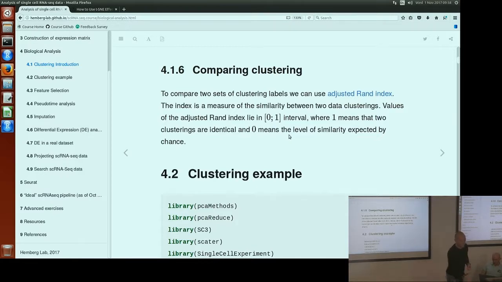Okay, so now we will go through these different tools and cluster a data set and see how the results look. Any questions? Yeah.